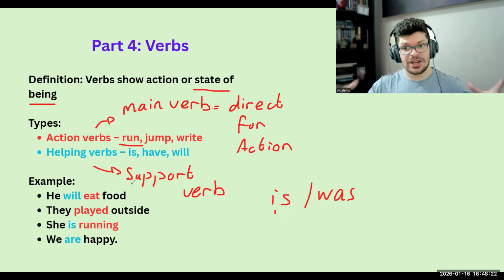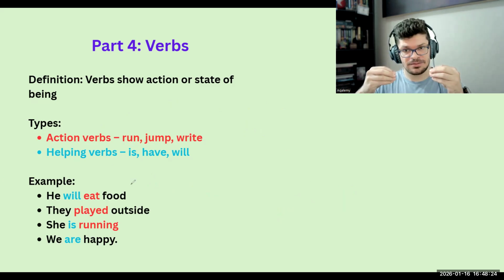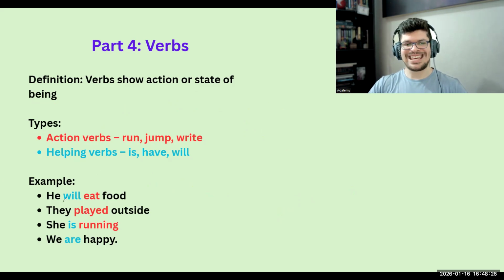In some situations, we have combination. Okay. He will eat food. Will is the support. The will supports the main verb, which is eat. They played outside. Played is the main verb in the past. She is running, same situation. Is is support, it supports the verb running.